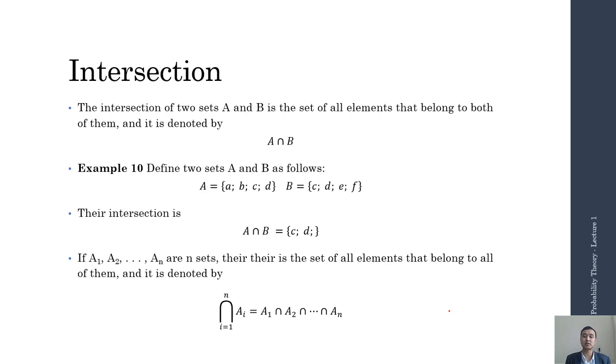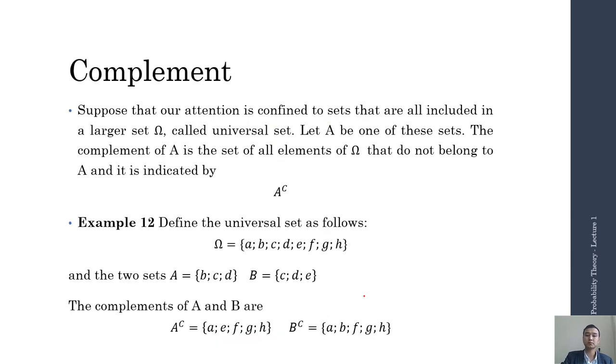And here, the intersection of two sets A and B is the set of all elements that belong to both of them. It is denoted by A intersection B in this way. Define two sets, the same sets A and B. Intersection means we have to take the same elements. We have C's here and we have D's here. This is the intersection. It also can be written in this form, in a similar way.